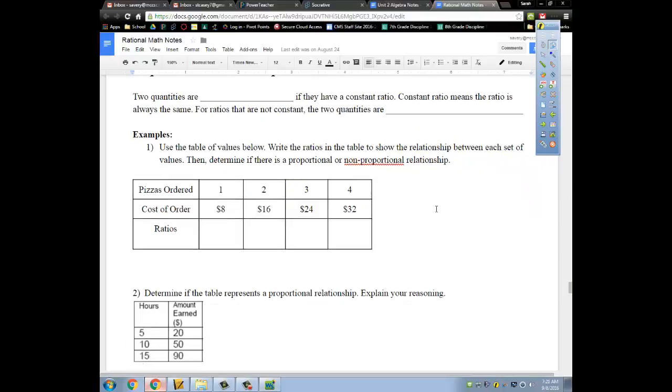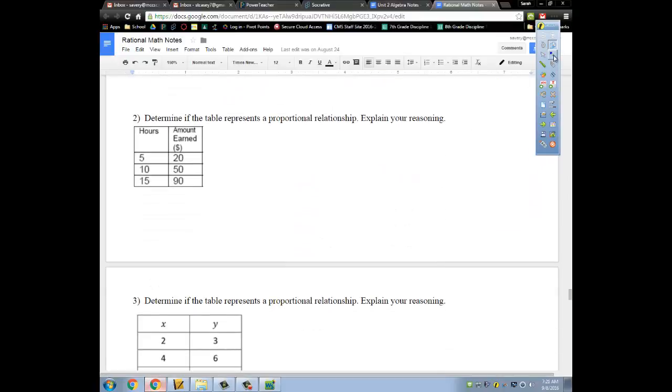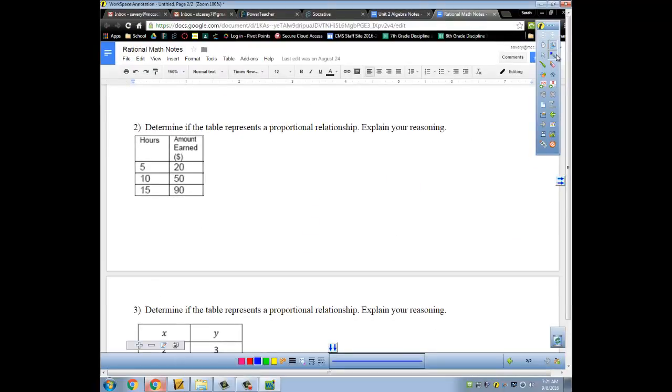For number 2, determine if the table represents a proportional relationship and explain your reasoning. So here it tells us how many hours we're going to do something and how much money you are earning from whatever you're doing. So it's going to be the same concept. We're going to divide each row. Money goes first, so 20 divided by 5 is 4. And if I look at the next row, 50 divided by 10 is 5. So I already see that it is not a constant ratio.